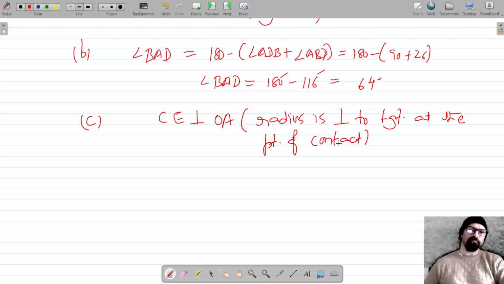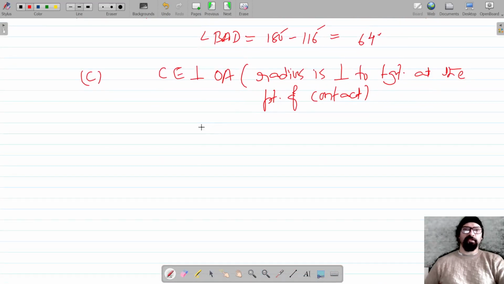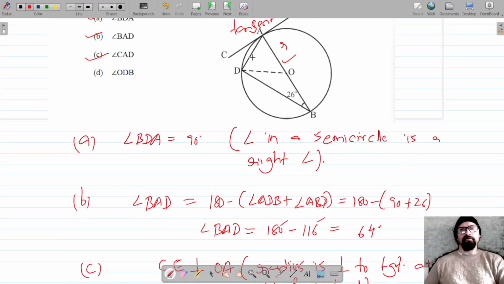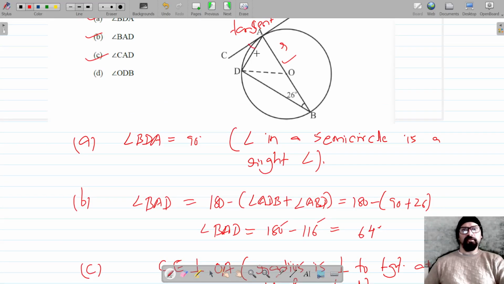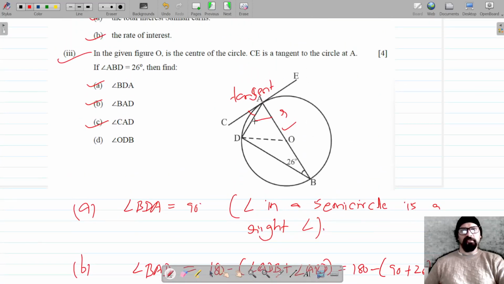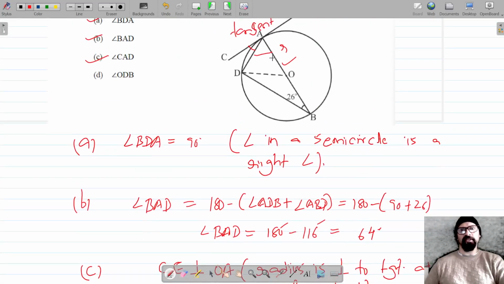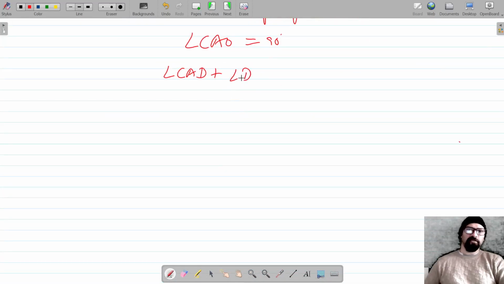Okay, so that means this angle CAO is equal to 90 degrees, and CAO is the angle made by CAD and DAO. So we have to find out angle CAD. This is angle CAD. Angle CAO is made up of angle CAD and DAB, and angle DAB becomes 90 degrees.